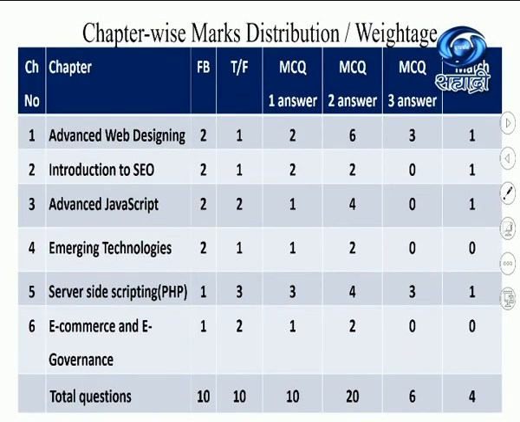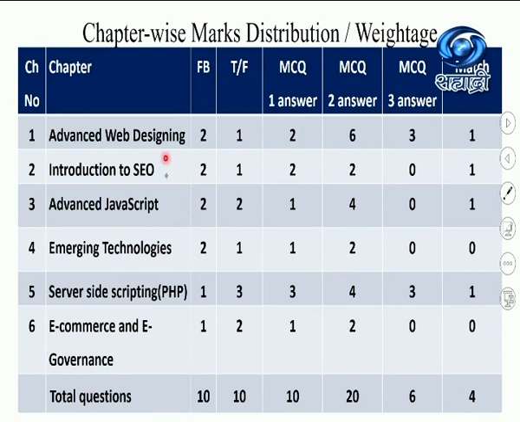Let us see chapter-wise marks distribution, like for the fill in the blanks. From the first chapter, 2 marks questions are tentatively asked. So all these marks are tentative, it may vary a little bit during your final examination. So fill in the blanks questions from the first chapter will be 2. True false will be 1. 2 questions of one single correct answer will be there from the first chapter. 3 questions of 2 correct answers will be there from the first chapter, and 1 question of 3 correct answers will be there from the first chapter.